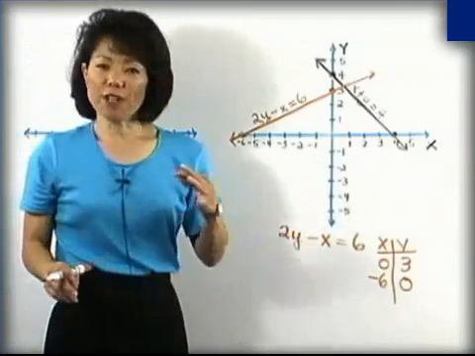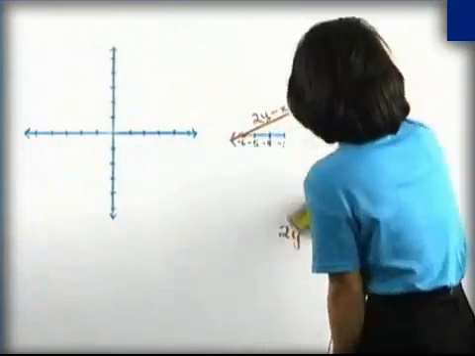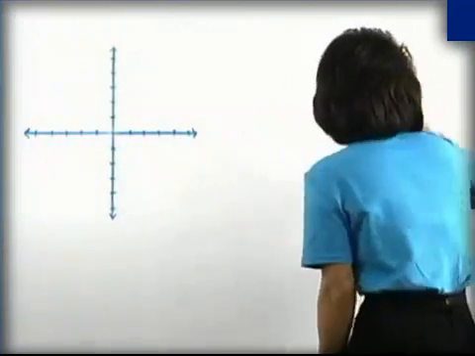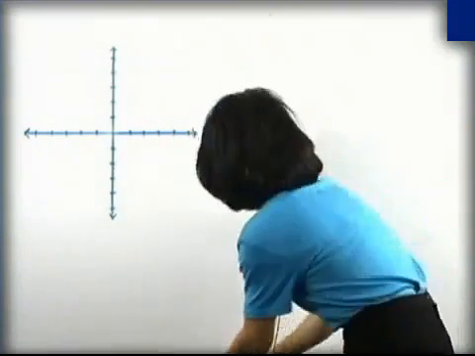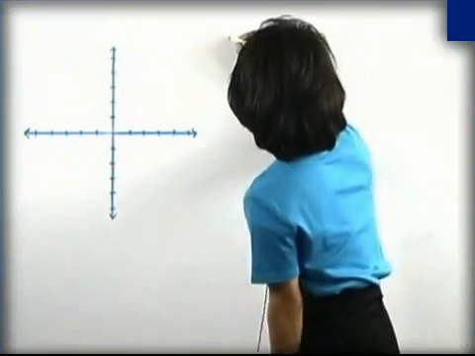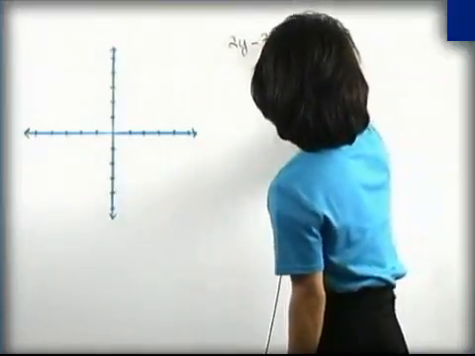Let's move on to see what other kinds of lines we can graph. So now we're going to graph the following equations. We're going to graph this one: 2y minus 3 is equal to 0.